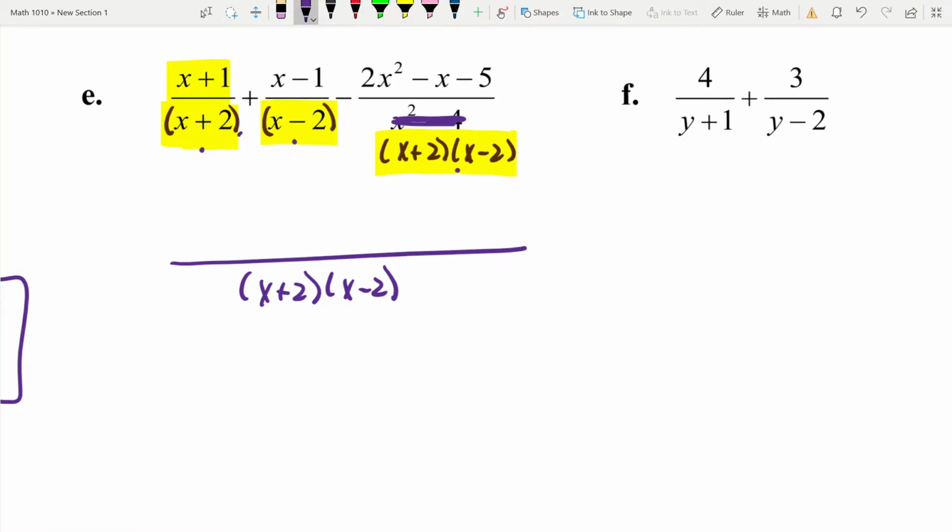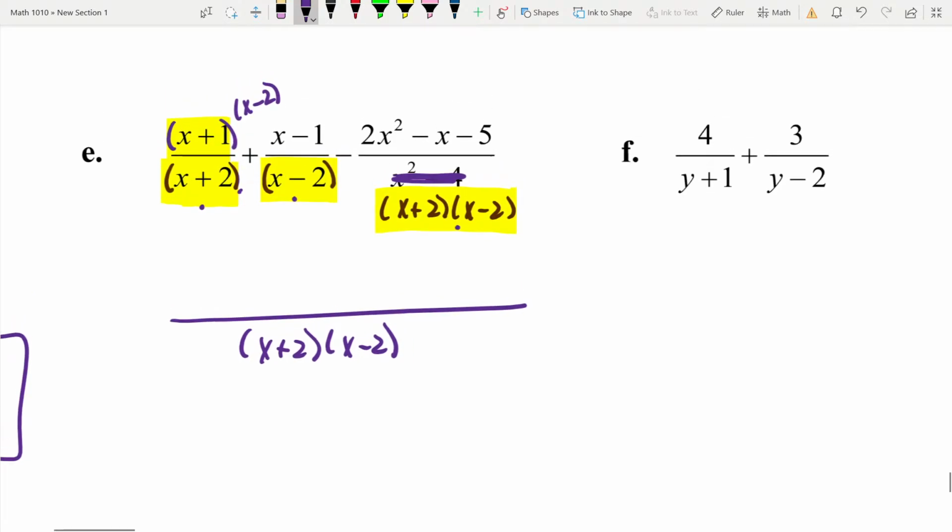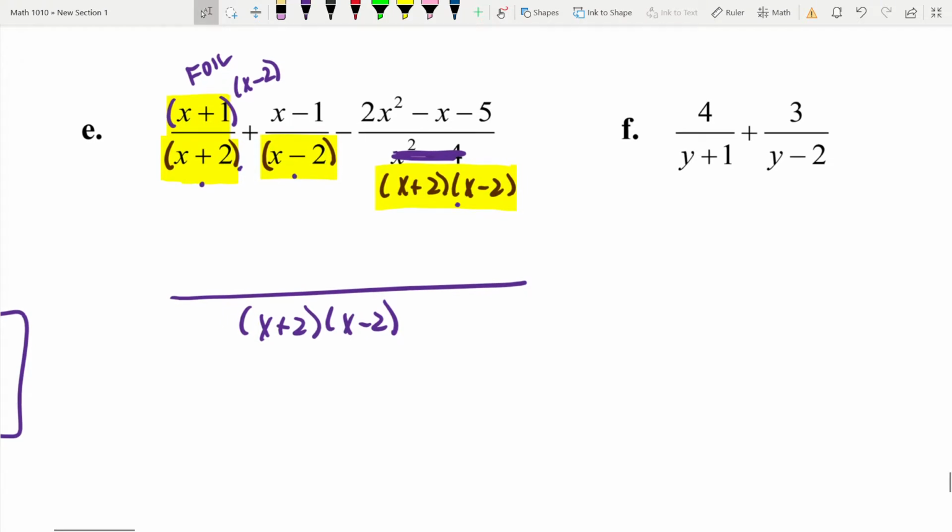Look at the first fraction right here. This guy has the x plus 2. He's missing the x minus 2. Now this is going to be confusing, so I want you to watch. I have a binomial times a binomial. I'm multiplying x plus 1 times x minus 2. When I do that, I have to FOIL. I want you to write the word FOIL right there, so when you're going through your workbook for your quiz, you remember. X times x is x to the second. Outside is a negative 2x. Inside is a positive 1x. That gives me a negative x. Positive 1 times negative 2 is negative 2.